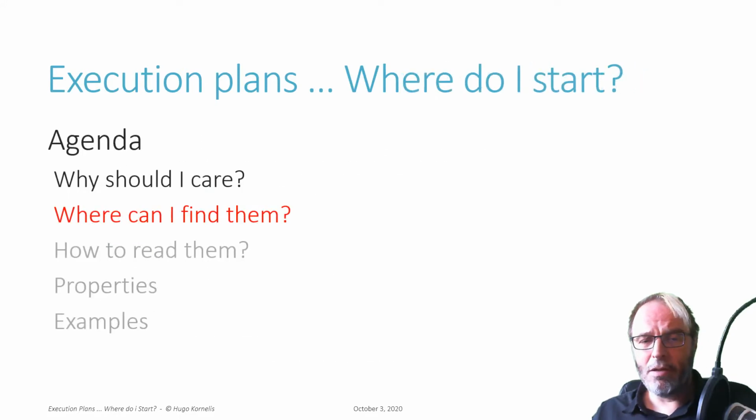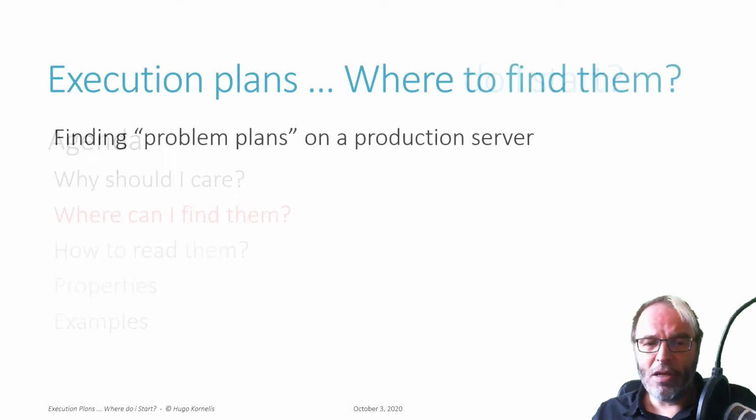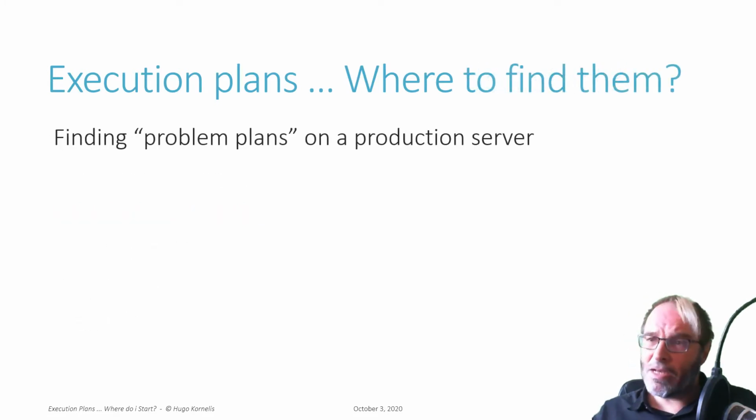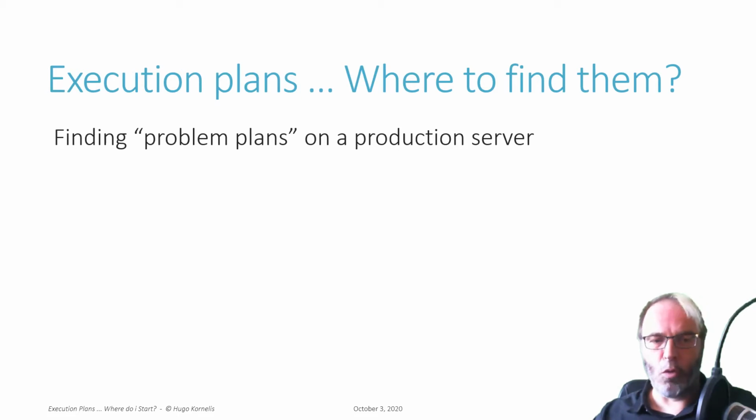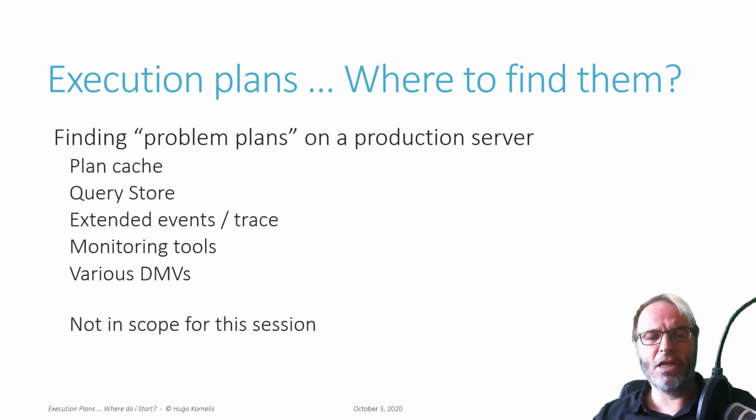Which obviously brings us to the next question: where do we find these execution plans? And that question can be answered in two different ways depending on your use case. So let's say you're a DBA on a production server and everything runs sluggish, or it's constantly spiking CPU, or it's trashing memory, and you don't know where the problem is. It's a busy server, hundreds of queries going on every time. You need to find which queries and which execution plans cause the problem. That's a very valid scenario. It's not in scope for this session.